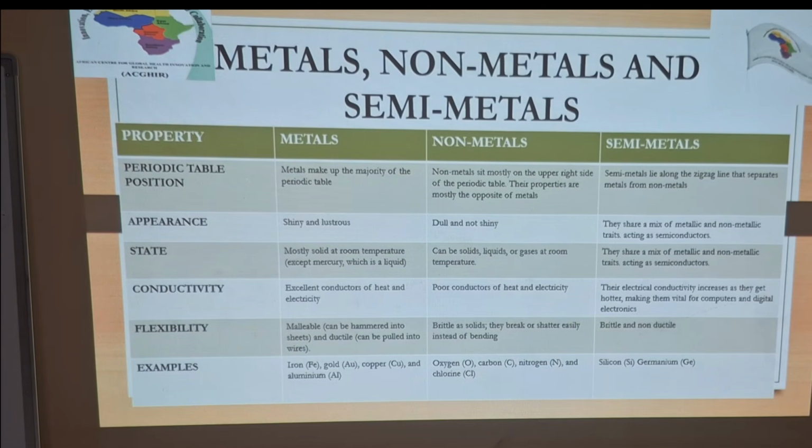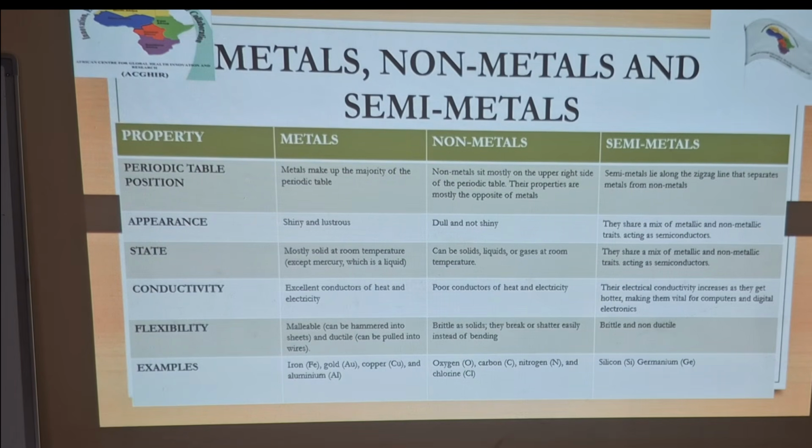We also have what we call metalloids. So these metalloids, in terms of their position in the periodic table, lie along the zigzag line that separates metals from nonmetals. They share a mix of the properties of metals and nonmetals. They act as semiconductors, sharing a mix of the metallic and non-metallic traits as well.